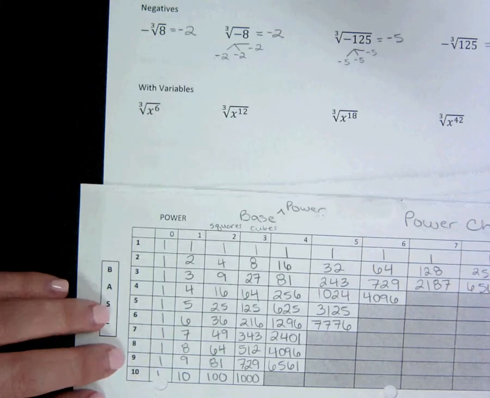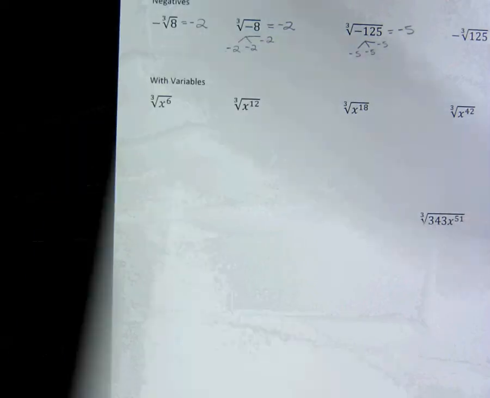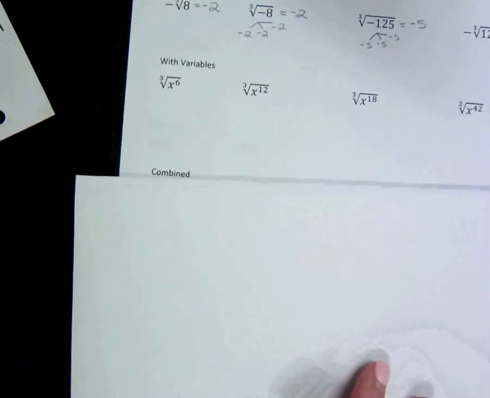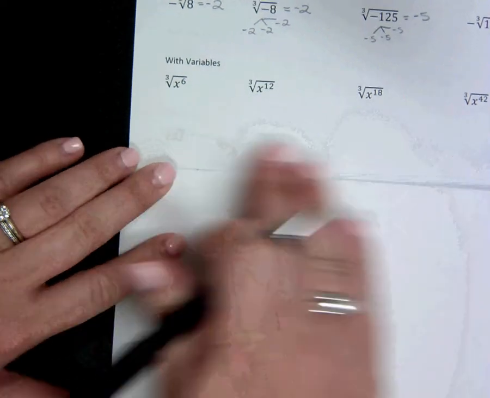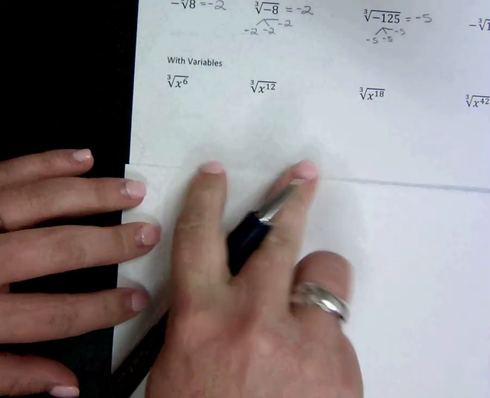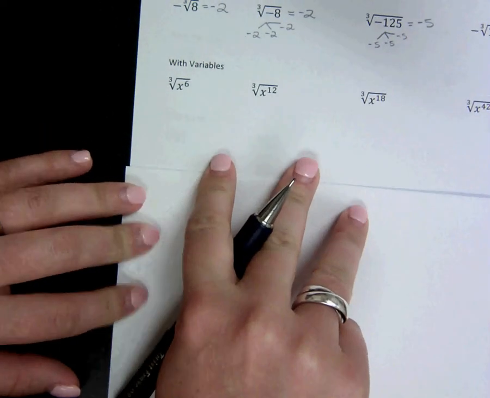Alright, let's talk about with variables. I'm going to move this out of the way here. Let's think about with variables. Cube roots split things into 3 pieces instead of 2. So square root splits them into 2. Cube root splits them into 3.